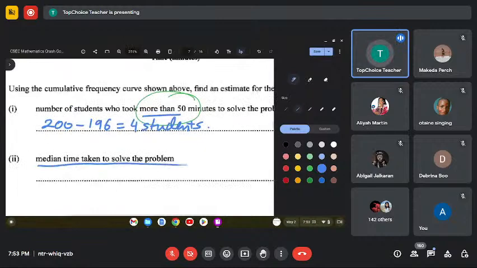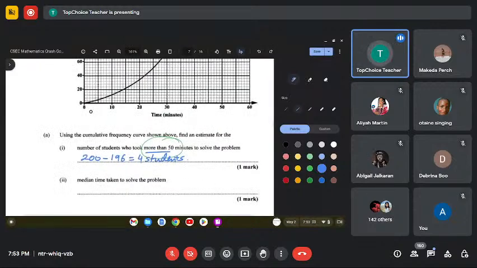How do we find the median from a cumulative frequency curve? They want us to find the median time.